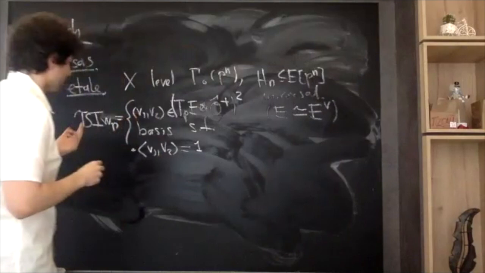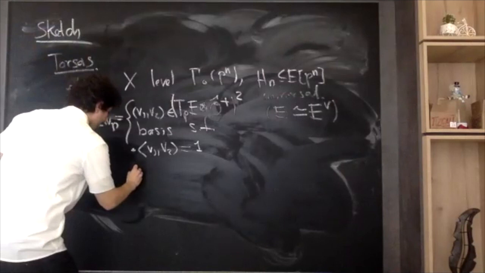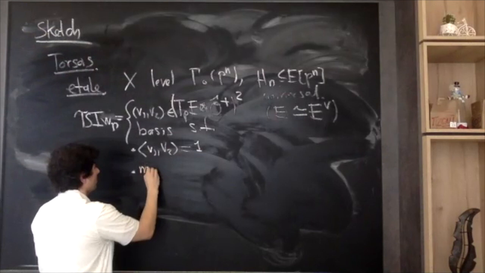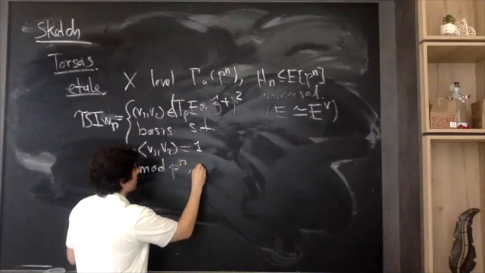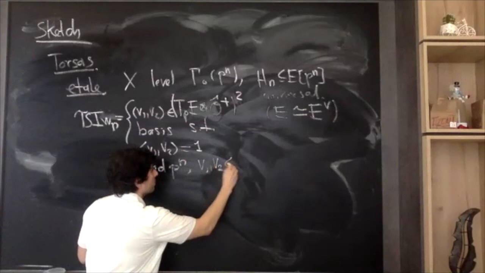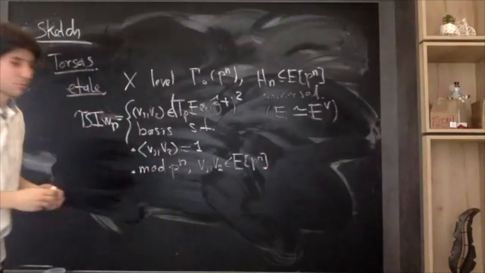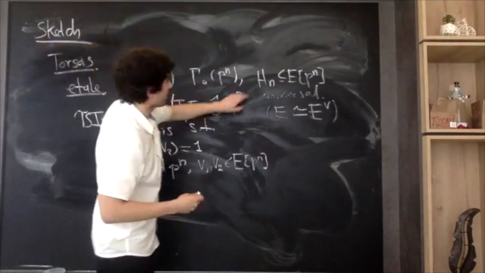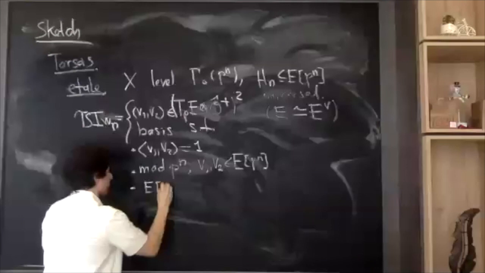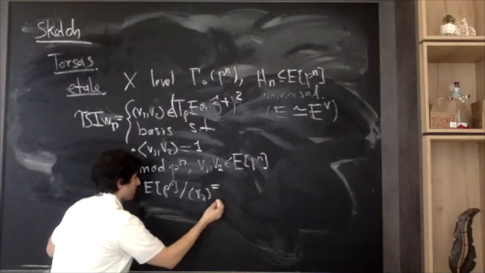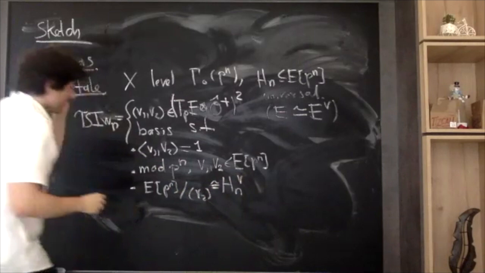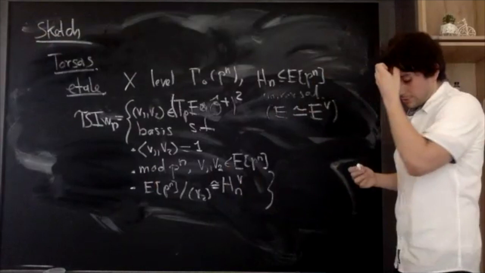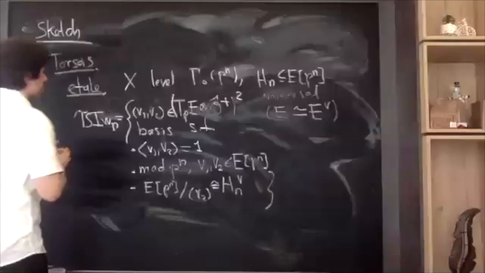So we're asking for that. And then we're asking that mod p to the n, these two vectors actually belong to the p^n torsion of the modular curve, and moreover, I want them to be adapted to the flag induced by the universal group, in the sense that the p^n torsion divided by the group generated by B2 is isomorphic to the dual of H_n. Okay. So this torsor is the one which is going to define. So yeah, I don't have the base of this torsor.